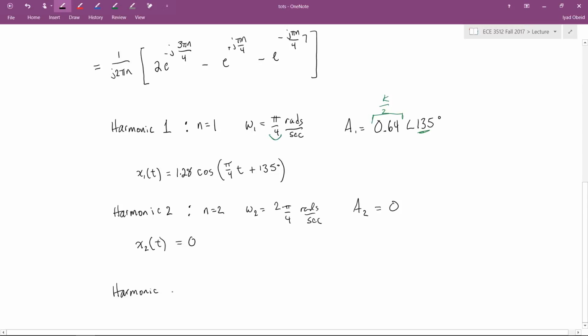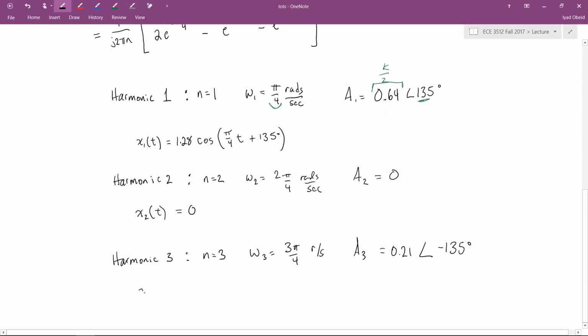All right, harmonic 3. By now, if this is all a pattern, omega 3 equals 3 pi over 4 rads per second, and A3 equals 0.21 angle negative 135 degrees, and therefore the third cosine will be 0.42 cosine, the frequency of the third harmonic, 3/4 pi t minus 135 degrees.